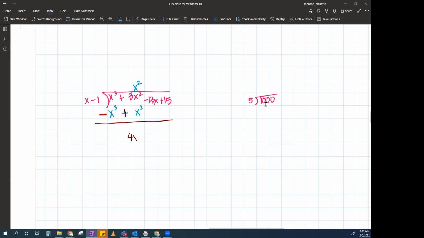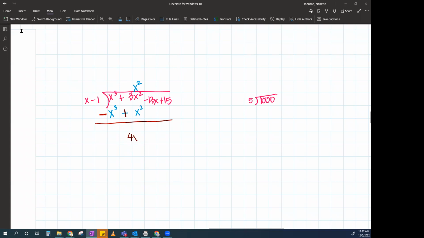And some of you are like, hey, Ms. Johnson, how come we only brought down one term at a time? I mean, you can bring down the whole thing if you want. You can bring down just negative 13x if you want as well. So then the next step is you're just going to repeat. So x times what gives me 4x squared? It's going to show up. It's just a little laggy, right?